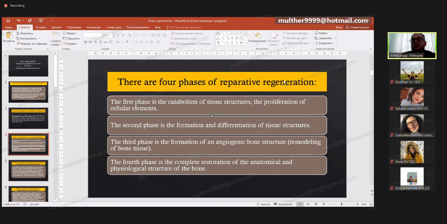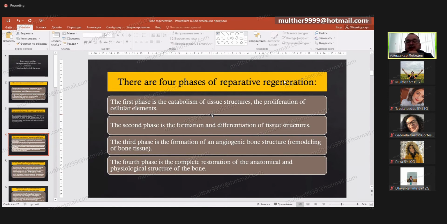And this is a sick period. When we have problems here with neuroangiogenesis, we can see the late kinds of bone malunion. And the fourth phase is a complete restoration of the anatomical and physiological structure of the bone. If we try to make X-rays in all of these phases, the first phase happens in the first 1 week and a half.